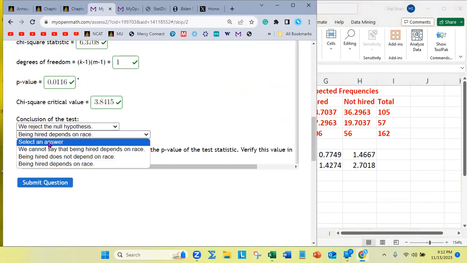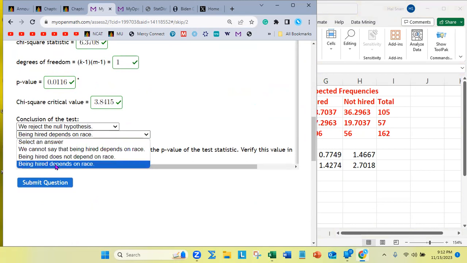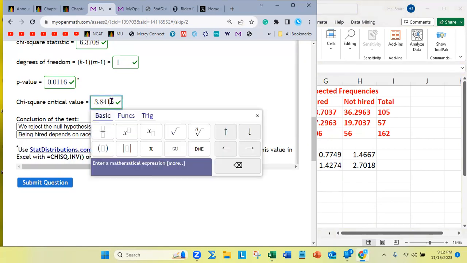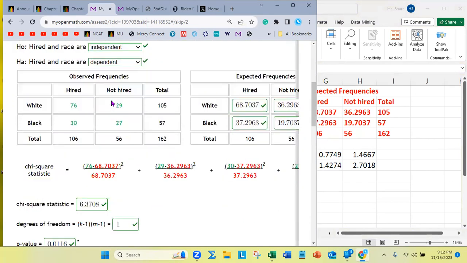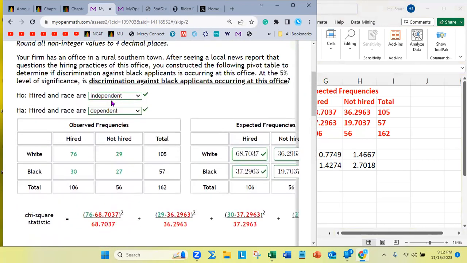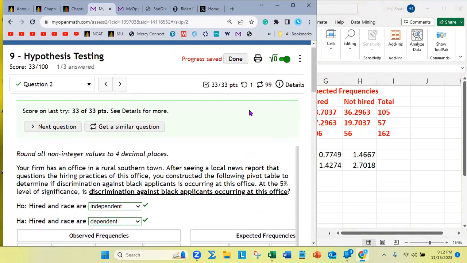Okay, so in English, what does that mean? Oh, yeah, we already said that, right? Being hired depends on race. So let's hit enter here. And it looks like we got 100% on that one. Okay.